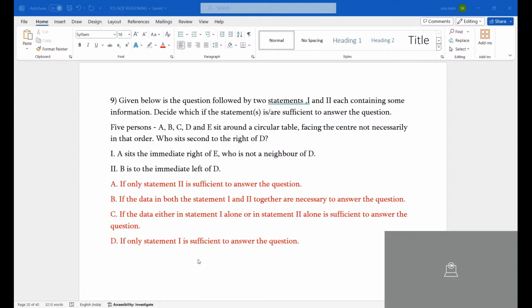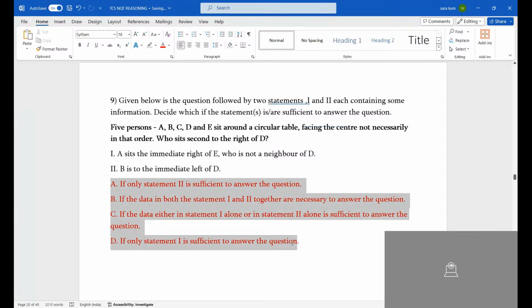What is given in this question is: given below is a question followed by two statements, 1 and 2, each containing some information. Decide which of the statements is sufficient to answer the question. We know this already, this is a data sufficiency question. What do we do in data sufficiency questions? We read the question and the statements and see if these statements are sufficient for you to answer this question. Based on that, we choose one among the four options.